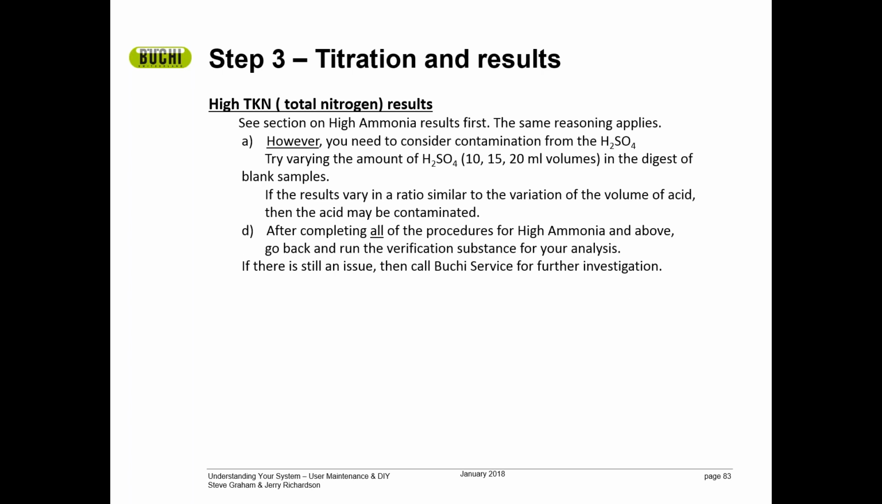On TKN, on very rare occasions, I have come across contamination of the sulfuric acid. This is easy to diagnose. Vary the sulfuric acid in a digest of your blanks. Put 10 mL, 15 mL, and 20 mL in a blank and do this digestion. Then run the sample. Obviously, if there is contamination of your sulfuric acid, that contamination will vary with the ratio of the acid that you've put in.